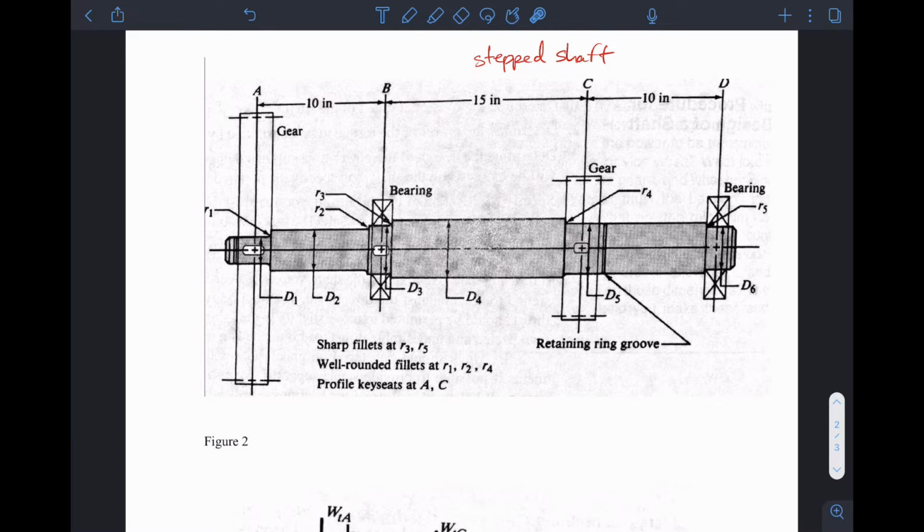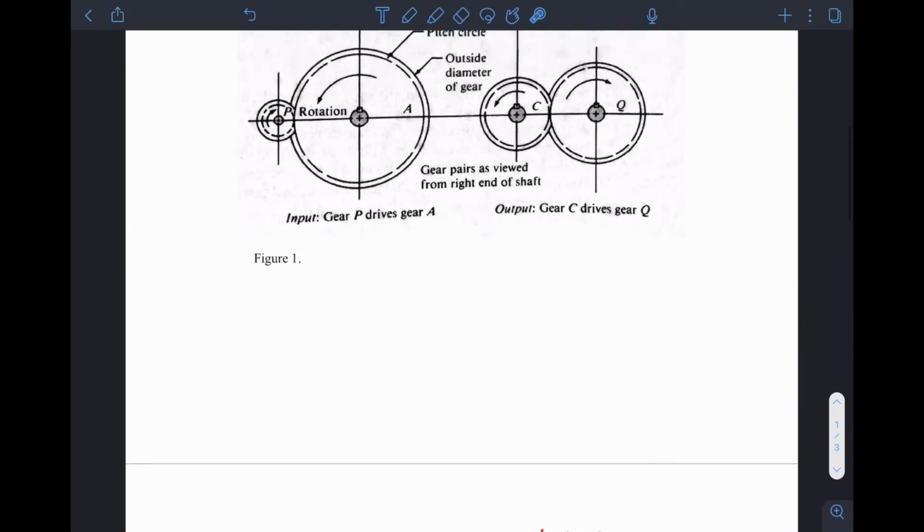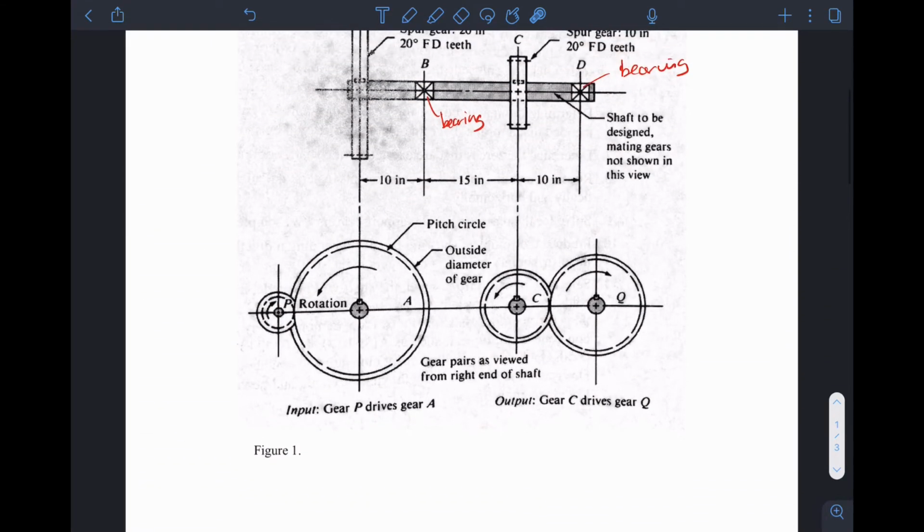Now the question is determining minimum diameters for the proposed layout. At every portion here, we want to determine that minimum diameter. If we come back and look at the gears, to do this we will be required to calculate the forces from the gears. This was done in the spur gear section of the shaft design notes.